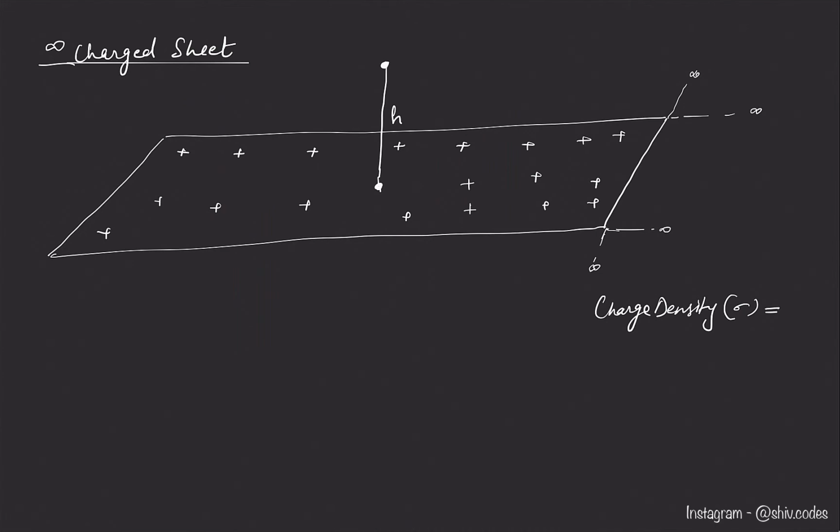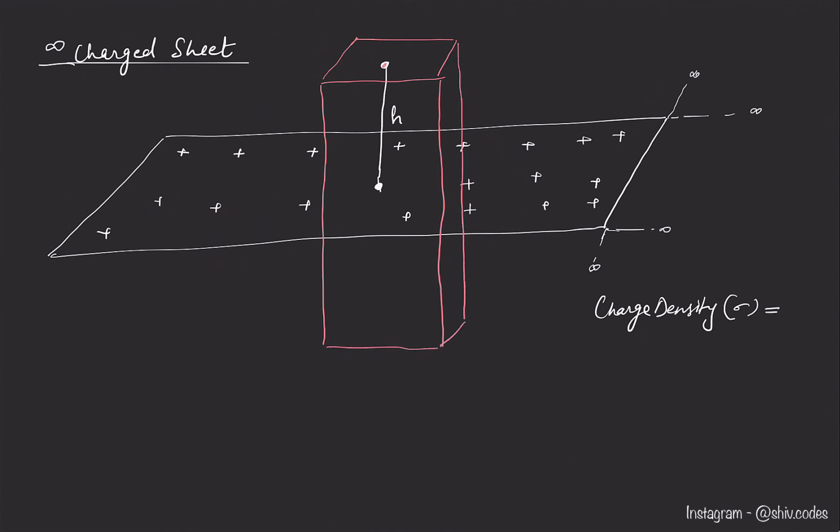So we can construct an imaginary closed surface around this sheet like this. We create a square such that this point here is the center of that square, and we take the square of length 2h such that the height h is above the sheet and height h is below the sheet. And we can create this closed surface, something which looks like a rectangular closed surface like this, and we have to find the electric field at this point A.